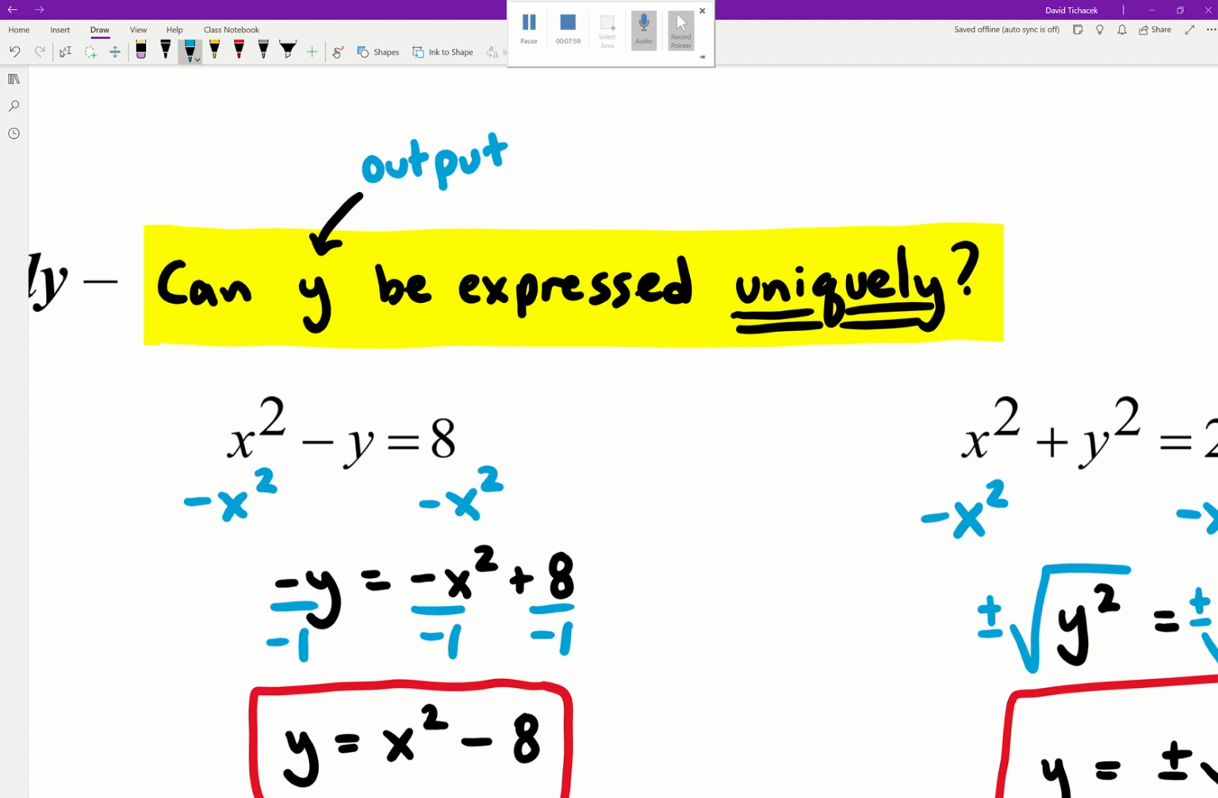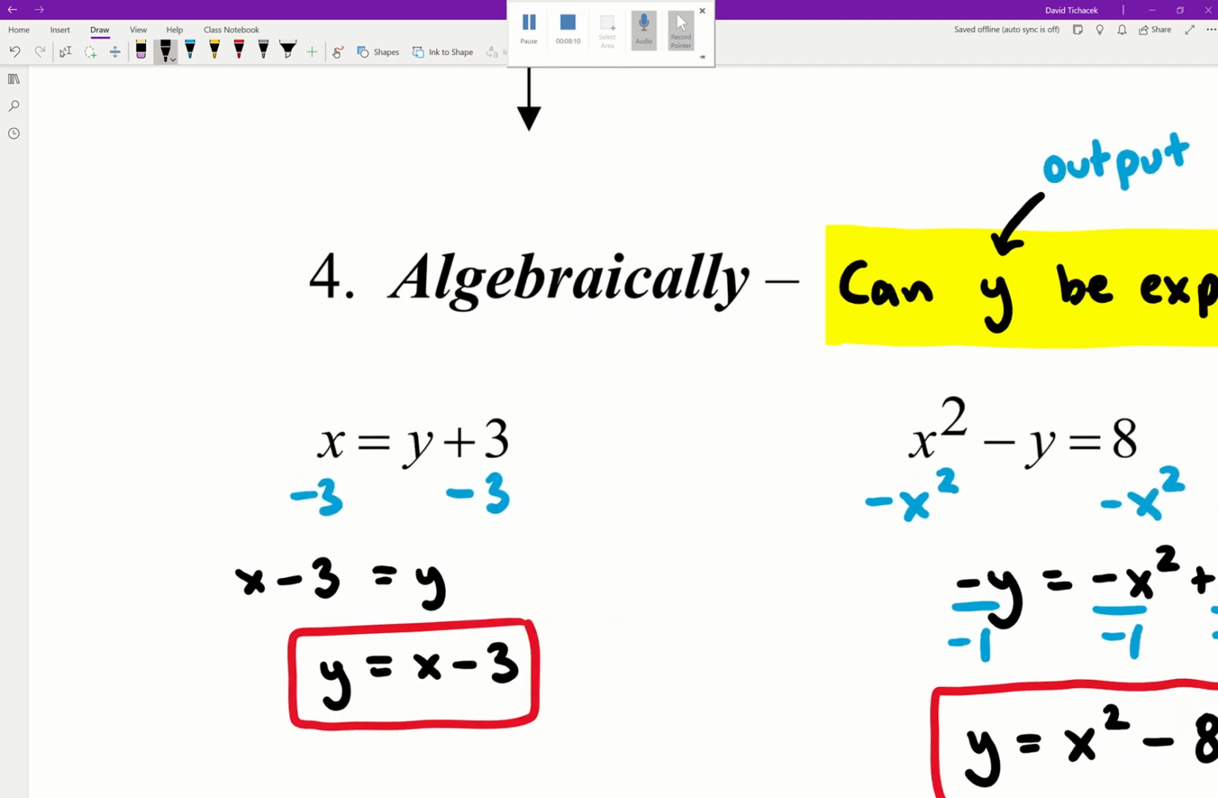So again, the most important word of that sentence, of course, is this one right here, uniquely. Can the output be a unique thing that we get from a single input? Remember, that's the most important part of a function. So algebraically, what does that look like?